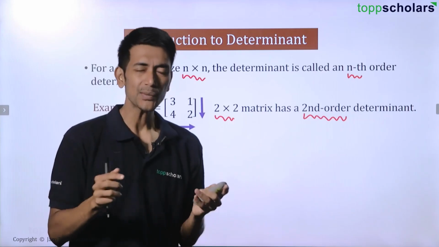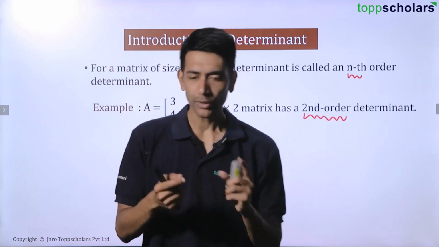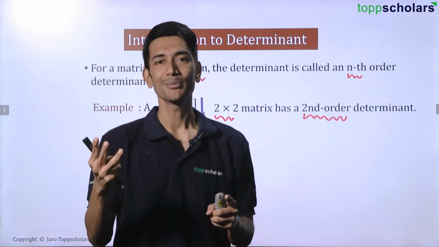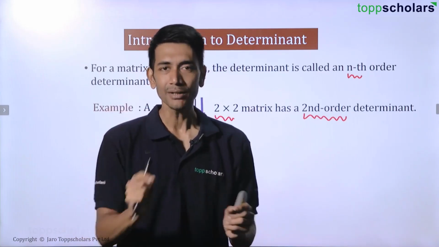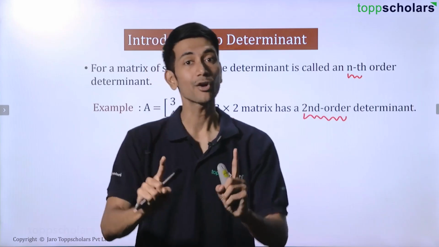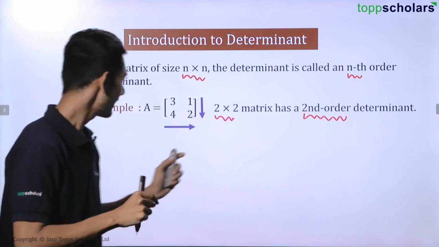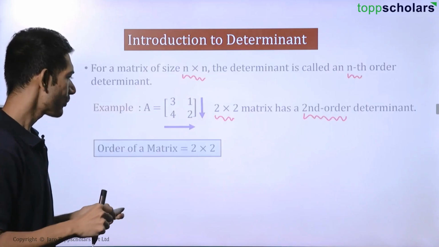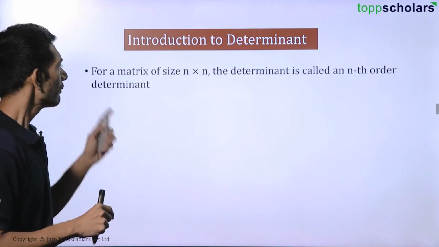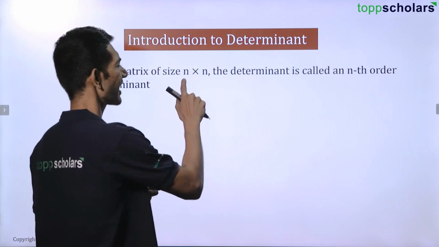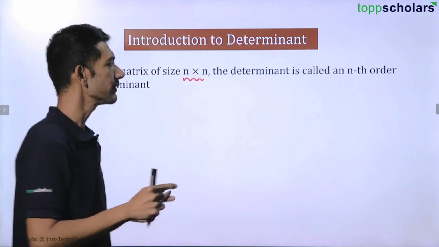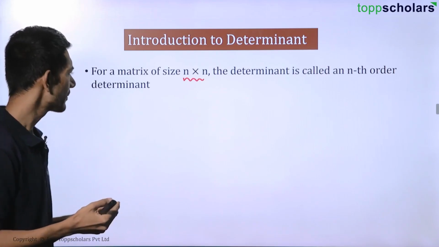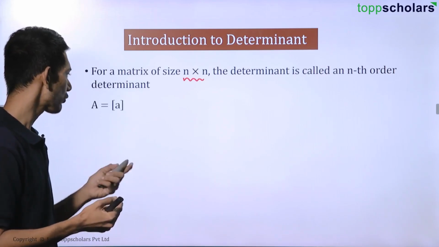In this entire 12th standard, we are going to deal with only second order determinants and third order determinants. That means maximum you will have 3 rows and 3 columns. Please make a note of this. Let's continue. Okay, so the order of the matrix is 2 by 2. Now for a matrix of order n cross n, the determinant is called an nth order determinant. We just now saw that. But how do we find that out? We are also going to see.